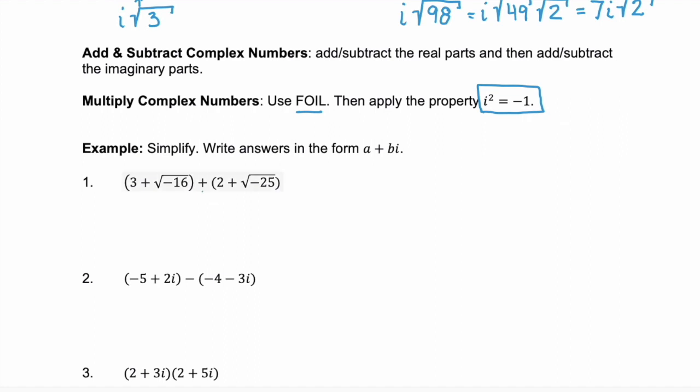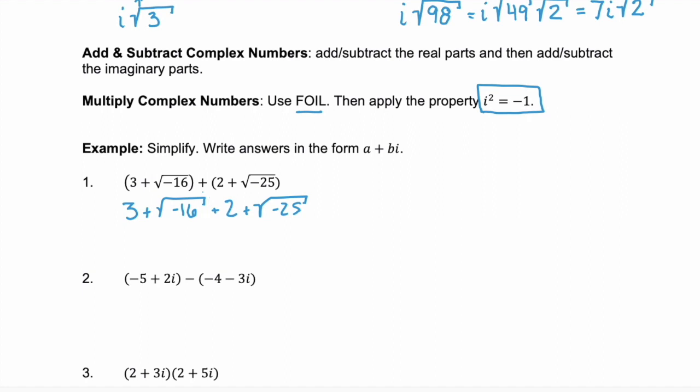Example 1, we're adding these two binomials together. So we have 3 plus the square root of -16 plus 2 plus the square root of -25. I just removed the parentheses. Since there's no negative or anything outside the parentheses to distribute, it stays like this.